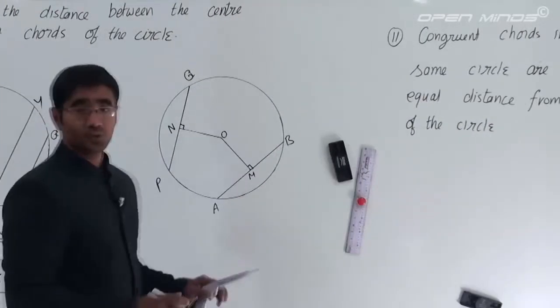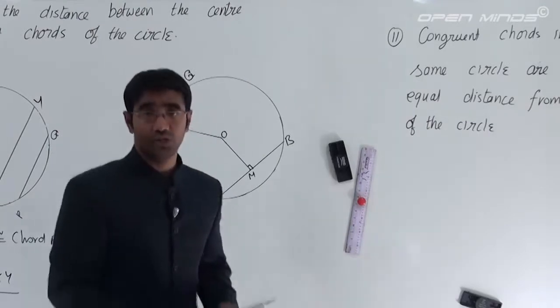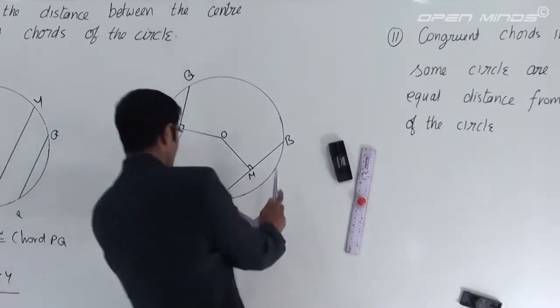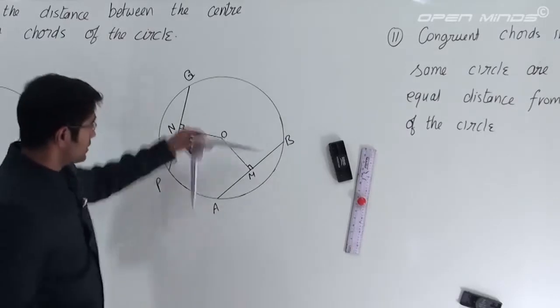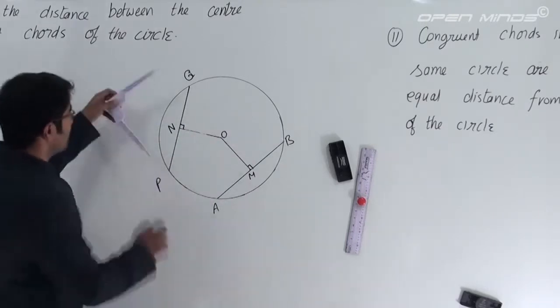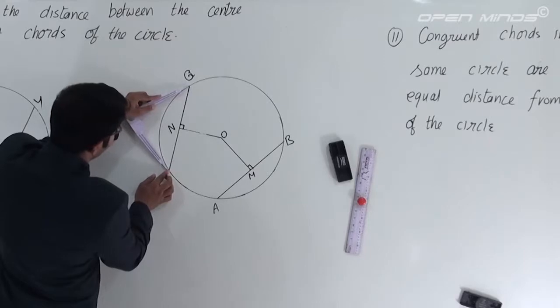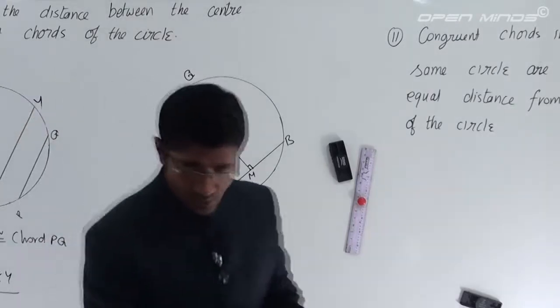Come back to this one. What is the property all about? If I know that two chords are equal and I know how to measure that, I just use the divider to get the length of this one. That is the length of the chord AB. I can see the length of the chord PQ is also the same. Perfect. So now I am very sure that these two chords are the same.